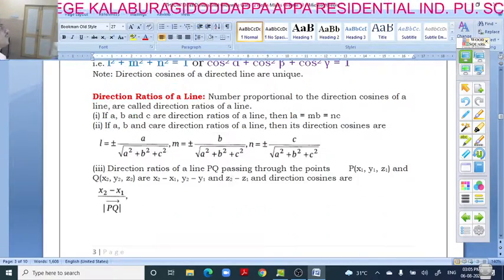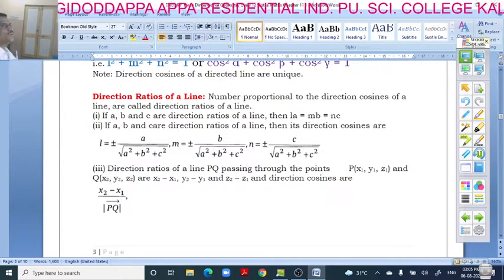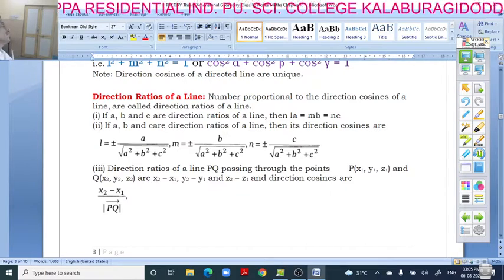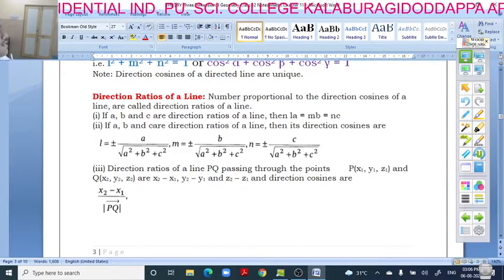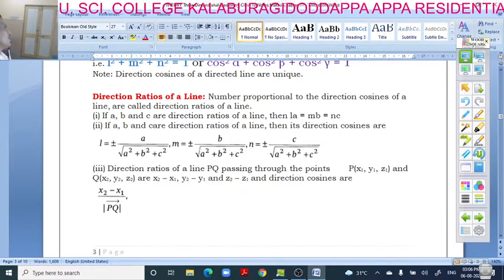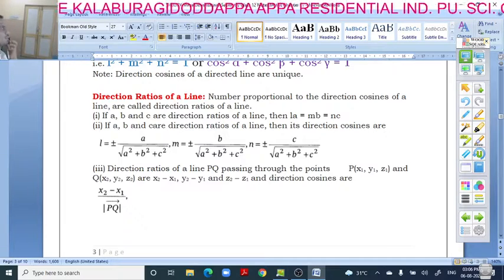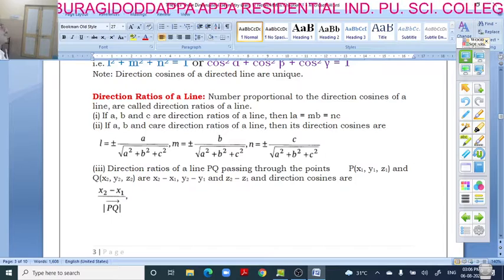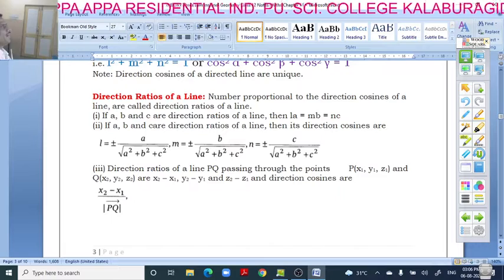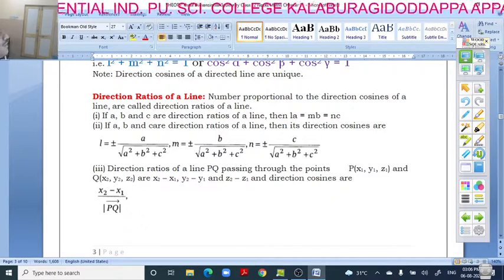Now, the next concept, that is direction ratios of a line. Numbers proportional to the direction cosines of a line are called direction ratios of a line. Here a, b, c are direction ratios of a line and l, m, n are direction cosines of a line. Then l/a is equal to m/b is equal to n/c.